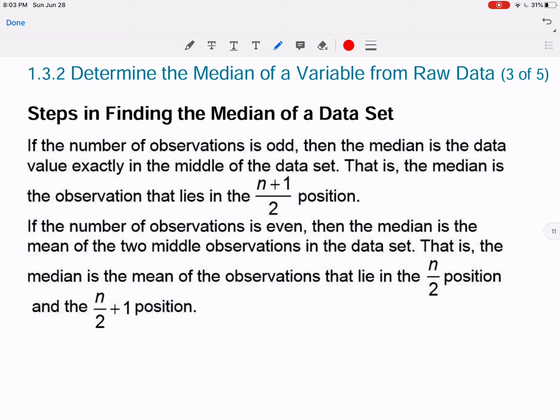This is about how to find the middle positions. If the number of observations is odd, just like 5 is odd, then the median is the data value exactly in the middle of the data set. That is, the median is the observation that lies in the (n + 1) / 2 position. If n is 5, then 5 + 1 is 6, divided by 2 is 3. So this is the third.